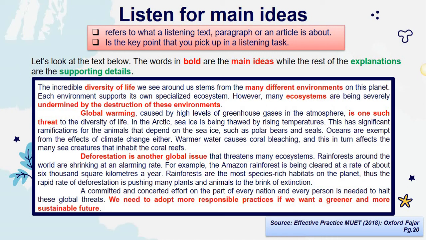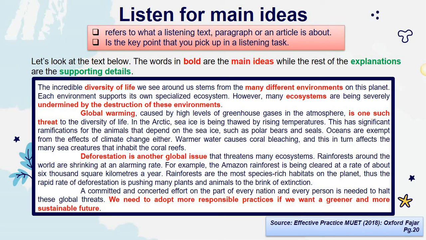So the words in bold are the main ideas in the paragraph. For example, diversity of life, many different environments, the word ecosystems, and undermined by the destruction of these environments. Let's look at the second paragraph.